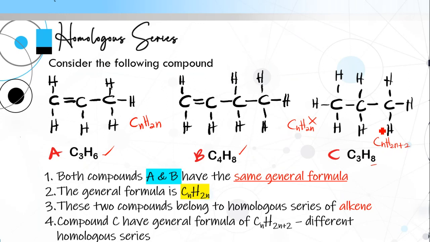Why? How do we know? Based on the general formula, if you don't have the structural formula, of course. If you have the structural formula, it's going to be easier for you to identify. For this slide, I just want to show you the general formula. Of course you need to memorize it. You're going to learn about the general formula in our next lesson when we go through each homologous series one by one.